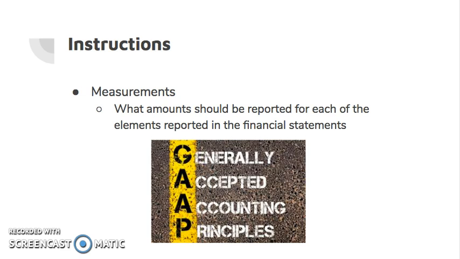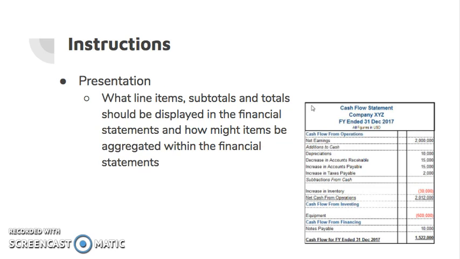Next for GAAP is measurement. This is what amount should be reported for each of the elements reported in the financial statement. After that, we have presentation, and this is what line items, subtotals, and totals should be displayed in the financial statements, and how items might be aggregated within the financial statements.